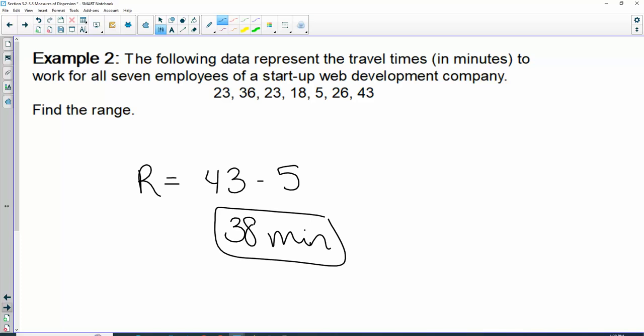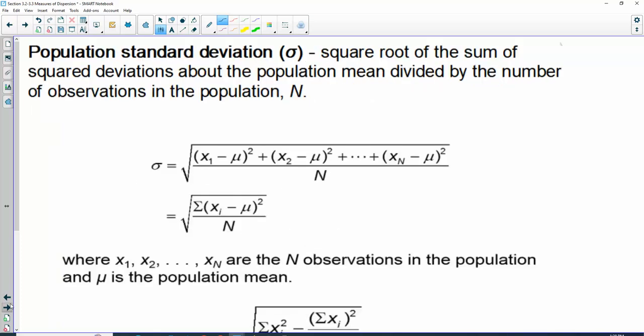A better option is what's called standard deviation. And this is most likely something that you have not done before. So mean, median, mode, range, we've probably seen all those. Standard deviation is new. If you look at this formula, it looks terrifying, but it's really not that bad.